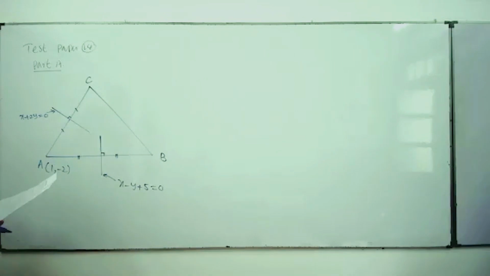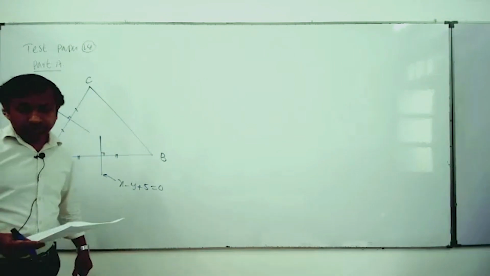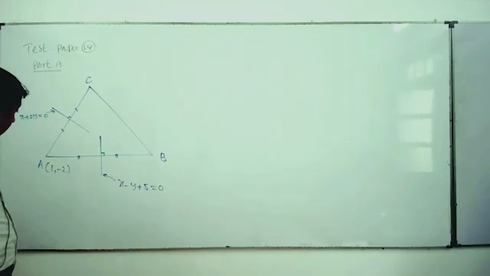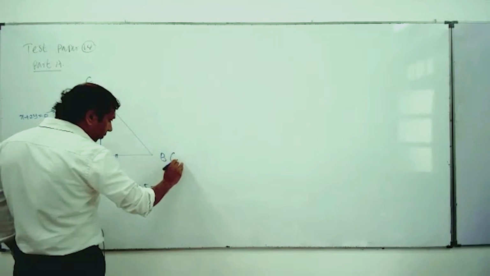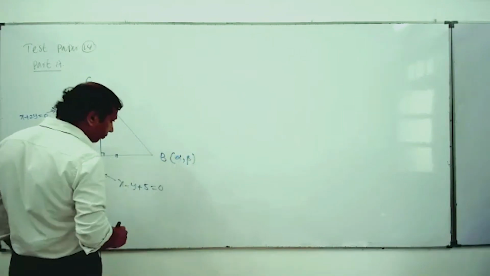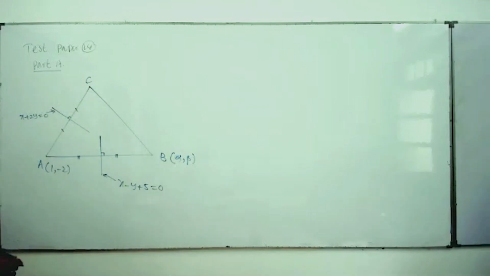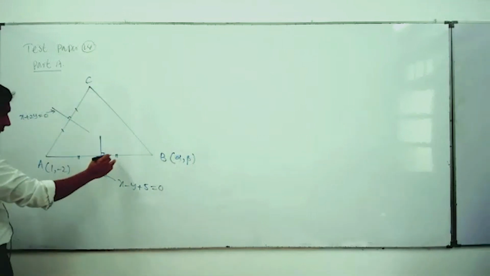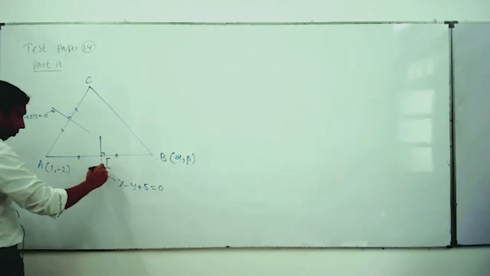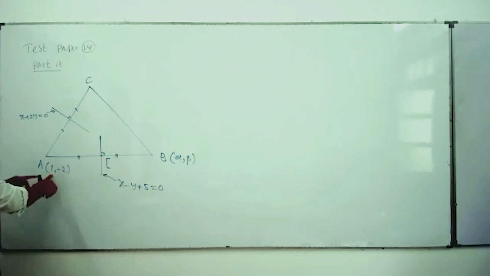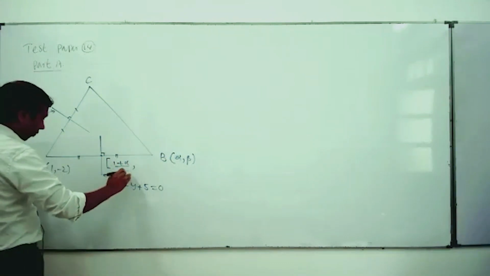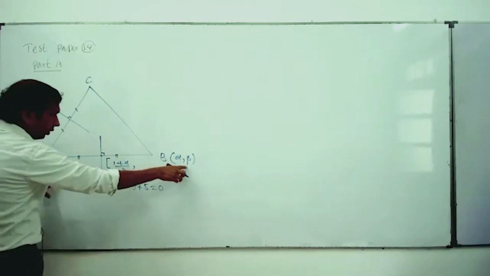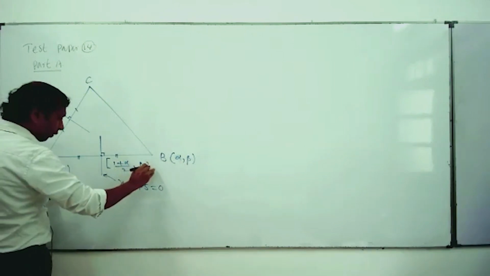Then find the equation of the side BC. I'll take this A, and I'll take the coordinates of B as (alpha, beta). Then this is the midpoint of AB. The x coordinate of the midpoint is (1 plus alpha) by 2, and the y coordinate is (beta minus 2) by 2.